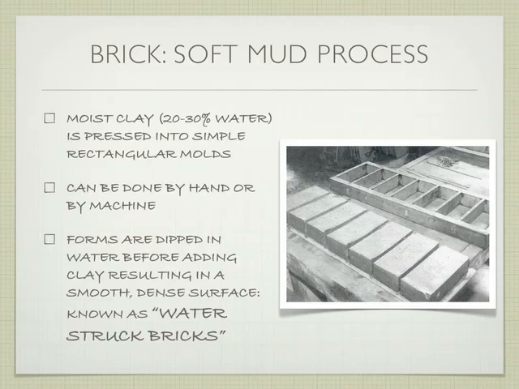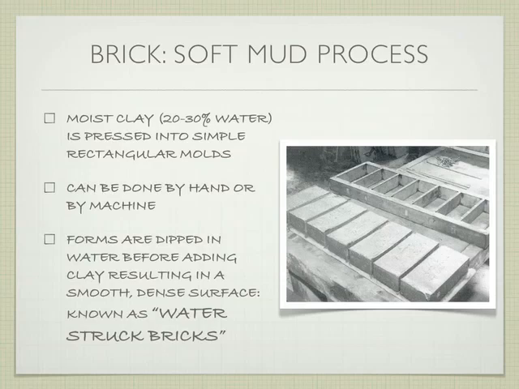So the first one, which used to be the most common, is called the soft mud process. And this is probably the easiest to make because it contains the most water. So you don't want a clay that expands and contracts a great deal with water. You want a relatively stable clay to begin with. You're going to add 20 to 30% water to this clay, and then you're going to pack the clay into a basic rectangular form. It can be done by machine, so you're using a machine to pack the clay in, or it can be done by hand.